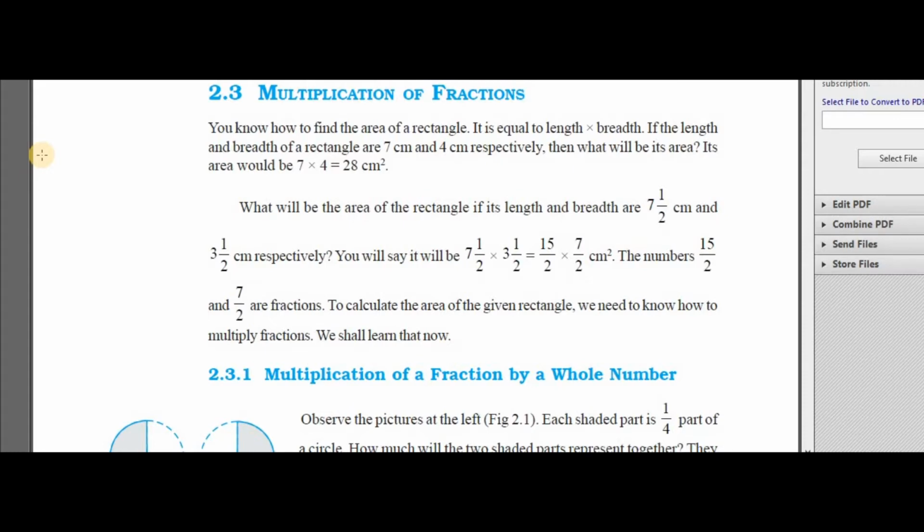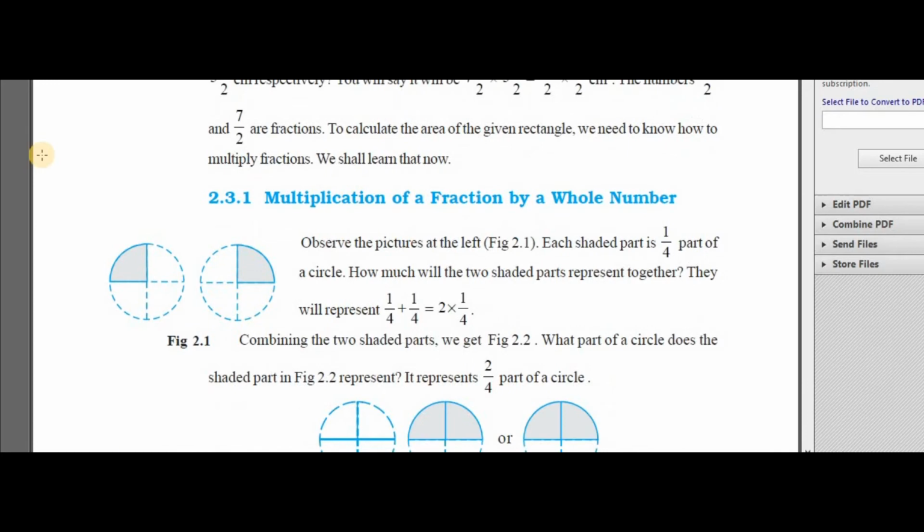What will be the area of the rectangle if length and breadth are 7 1 by 2 centimeters and 3 1 by 2 centimeters respectively? You'll say it will be 7 1 by 2 into 3 1 by 2. That is 15 by 2 into 7 by 2 square centimeters. The numbers 15 by 2 and 7 by 2 are fractions, of course. To calculate the area of the given rectangle, we need to know how to multiply fractions. We shall learn that now. Okay, so a nice example he has given to us. So we are going to learn how to multiply fractions.